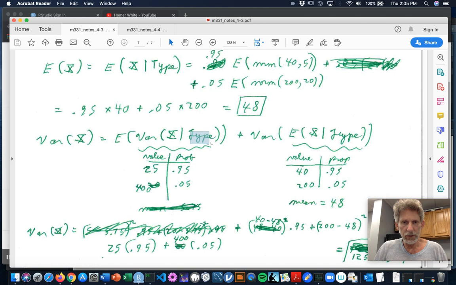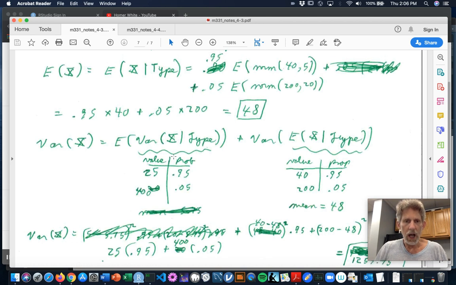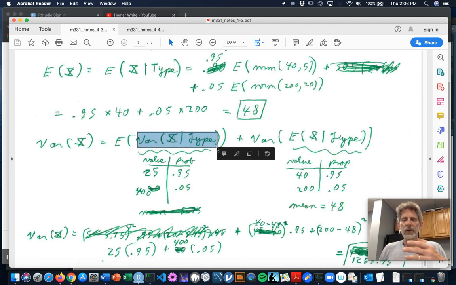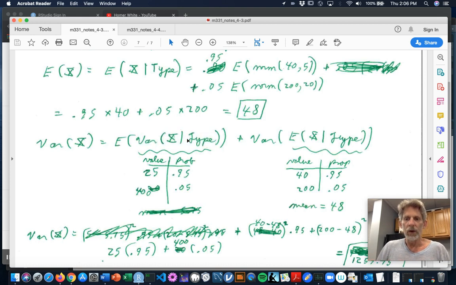So type could be two things. Could be Hobbit or it could be Ent, right? Now suppose that you are a Hobbit. What's the variance of your height if you're a Hobbit? Well, the standard deviation for your height was 5. So the variance is 25. What's the chance you're a Hobbit? 0.95.